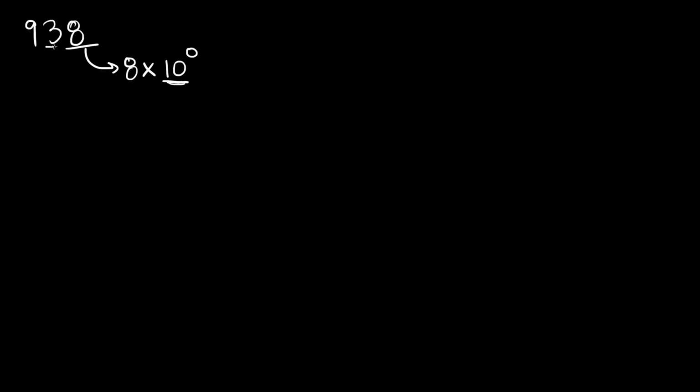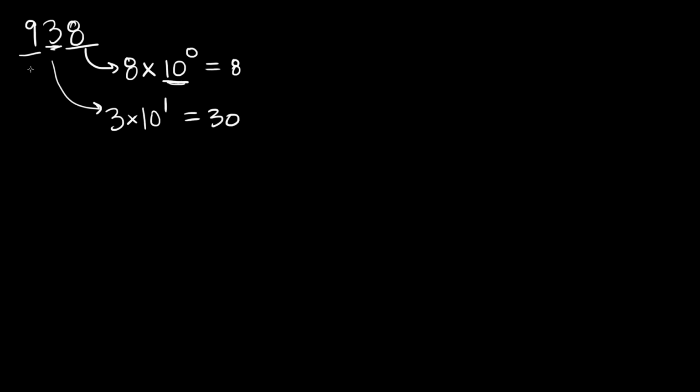So now if we go to the tens place, we do the same thing. How do we represent the tens place? We do 10 to the power of 1, since 10 to the power of 1 is 10. And how many things are in the tens place? There's 3 things. So 3 times 10. So here we get 8, and then here we get 30.